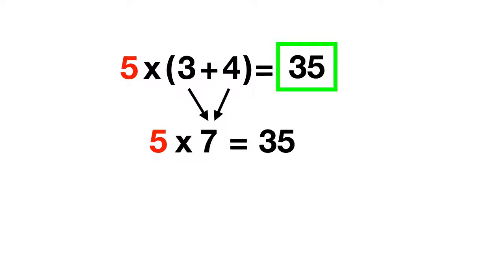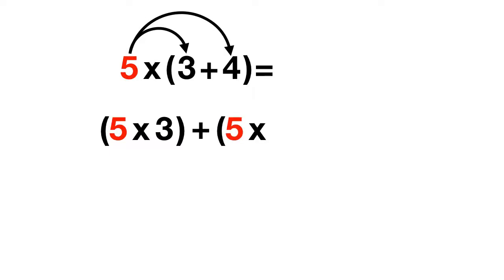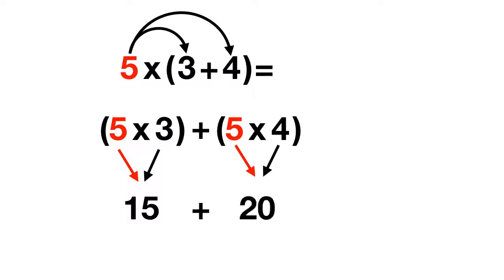But this is not the only way to solve this problem. If you had the same problem, you could also solve it using the distributive property. In the distributive property, we'll take the 5 and multiply it by both pieces of the parentheses independently. We'll start by just multiplying 5 times 3. Then we'll multiply the next piece, 5 times 4. We can first find that 5 times 3 is 15. Then we can add that 5 times 4 is 20. When you add together 15 plus 20, you get 35. The answer to this problem, again we find, is 35.